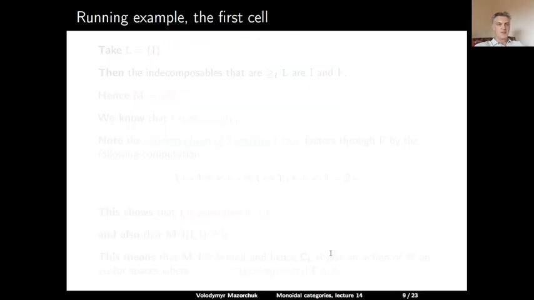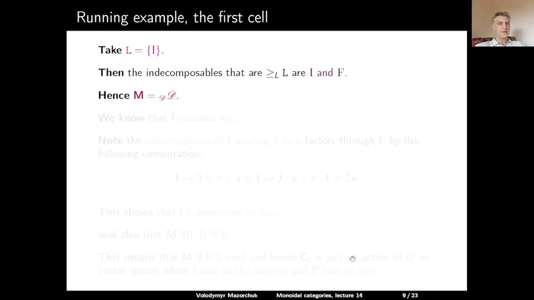As we have already mentioned, in this case, we have two left cells. Let's take the first left cell L, which consists of the identity object. Then the indecomposables which are left greater than or equal to the identity are the identity and F. And so our module M is the whole left regular D-module D. We know already, as we discussed, that the ideal I contains the identity on anything which is strictly left greater than L. So it must contain the identity on F.